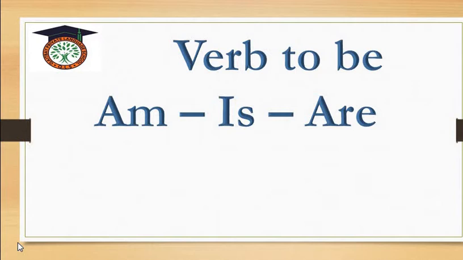Today, I'm going to explain a new lesson. Our lesson is about the verb to be. Am, is, are. There are three sisters. Who are the three sisters? Am, is, are. Each sister has some friends.